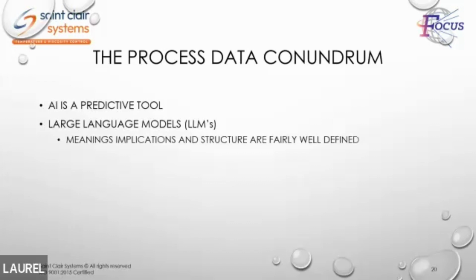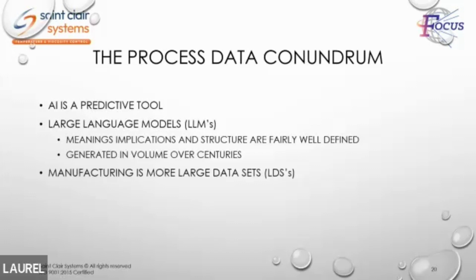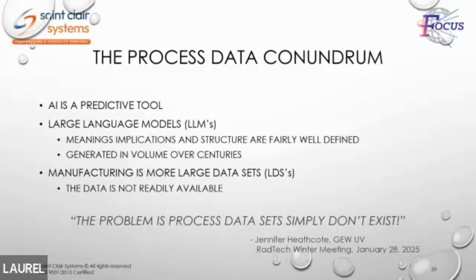Now, it just so happens that when we're dealing with language, the meanings and the implications and the structure are fairly well defined. And we've been using language and generating it in volume for centuries. We've been moving it to the internet for the last 3 decades. Processes, on the other hand, are a little bit different. They require large data sets. And the real issue there is that the data is often not readily available. And we'll look at some examples of that.